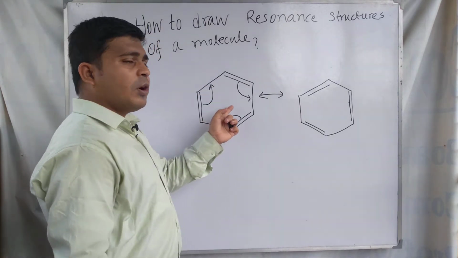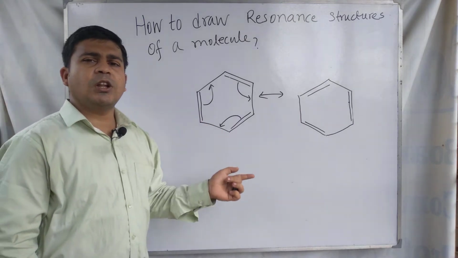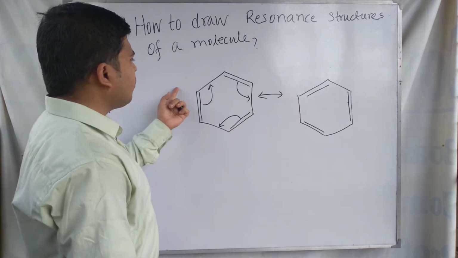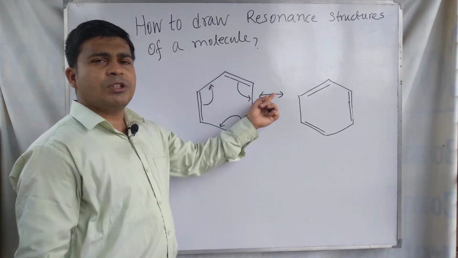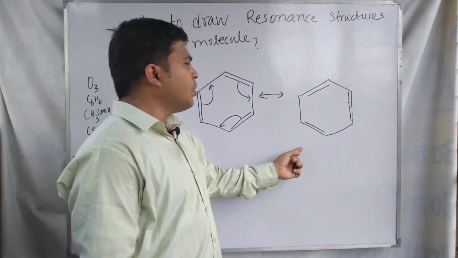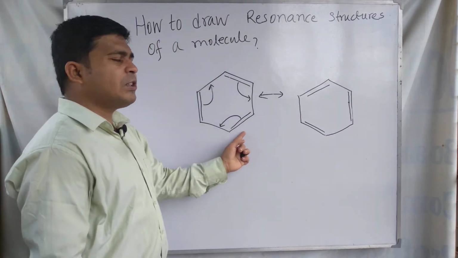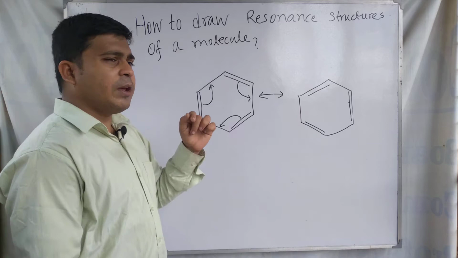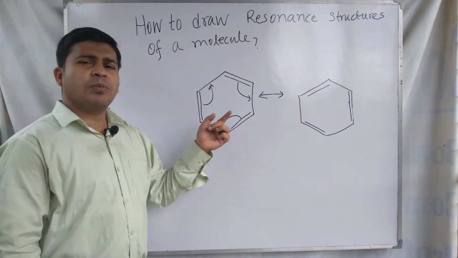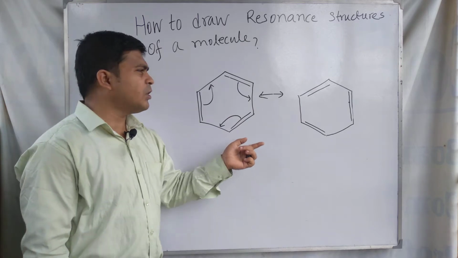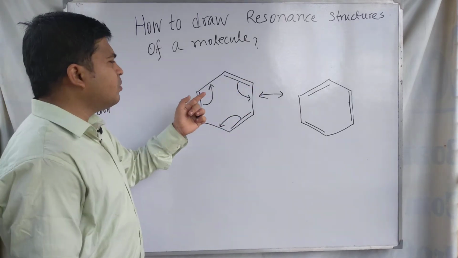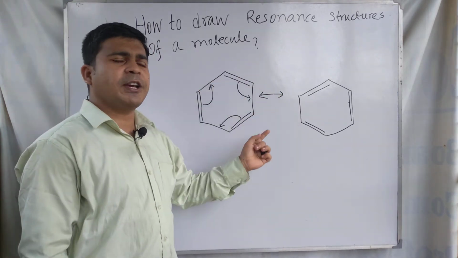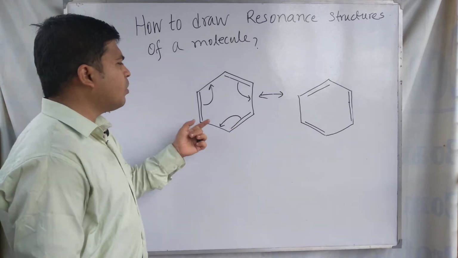So for molecules like benzene, a single Lewis structure cannot explain all the structural properties of the molecule. You cannot say this is the only structure of benzene. Benzene also has these other structures, so benzene can also have this structure. For some molecules, not for every molecule, there is the possibility of more than one resonating structure, because one structure cannot explain all the physical and chemical properties of the molecule.